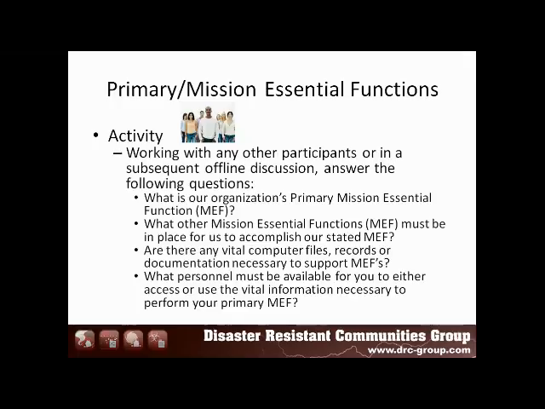Are there any vital computer files, records, or documentation necessary to support the MEFs that you've identified? What personnel must be available for you to either access or use the vital information necessary to perform your identified MEFs? This activity is a simple example of how over time you and your organization can systematically identify your mission essential functions and the information systems necessary to perform those functions. You may pause the presentation while you have these discussions.